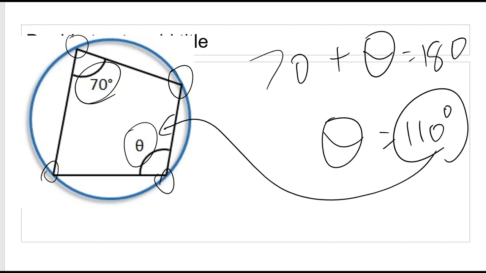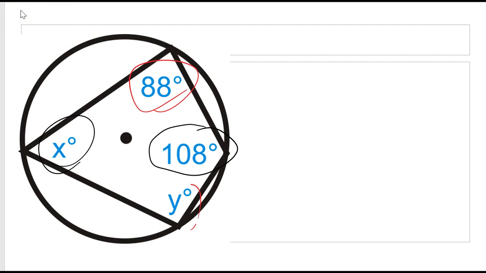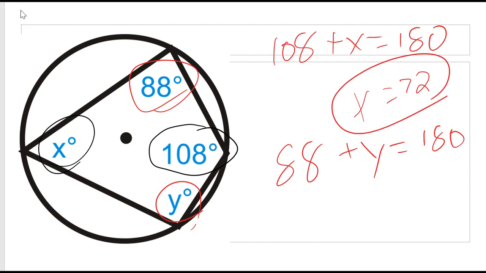Pretty simple. Alright, so we got two variables here. It's important to understand which one goes with which. The 108 goes with the x. Those two are opposite of each other. The 88 goes with the y. That means 108 plus x equals 180, and 88 plus y equals 180. So you can see we have two different ways of finding the answer of each answer. All we got to do is take 180 minus 108. That means x equals 72. And 180 minus 88 gives me y equals 92.